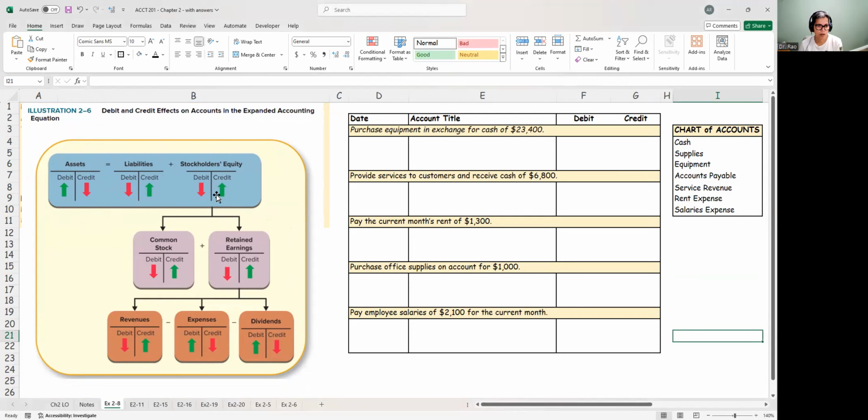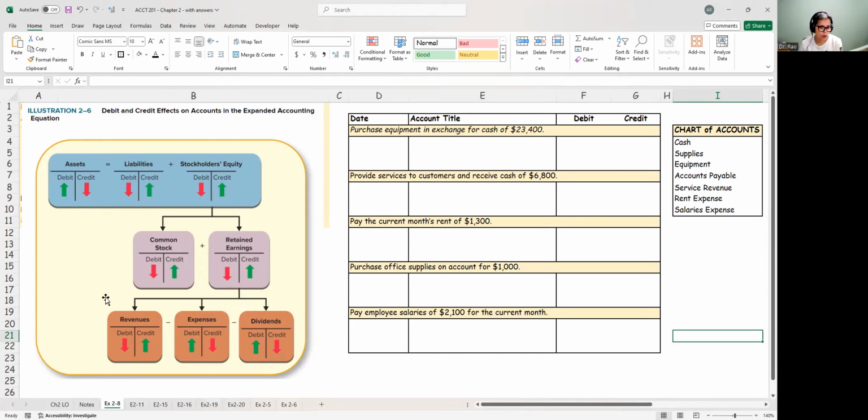Owner's equity has 2 parts, common stock and retained earnings. And retained earnings is affected by revenues, expenses, and dividends. So let's start first here with assets, and then we'll work our way up. For all assets, the normal balance is debit. You increase it with a debit and decrease it with a credit. The opposite is going to be true on the other side of the equation. So for liabilities, normal balance is credit. Common stock, normal balance is credit. Same for retained earnings. And same for equity, obviously, over here.